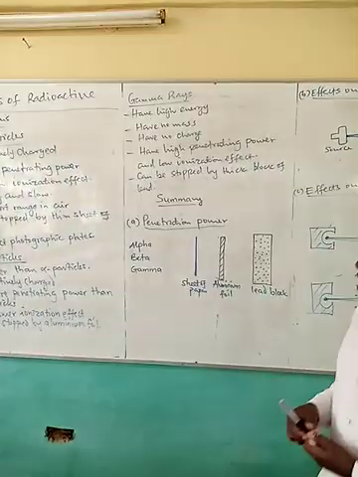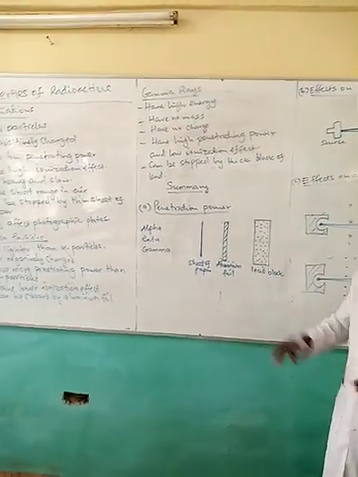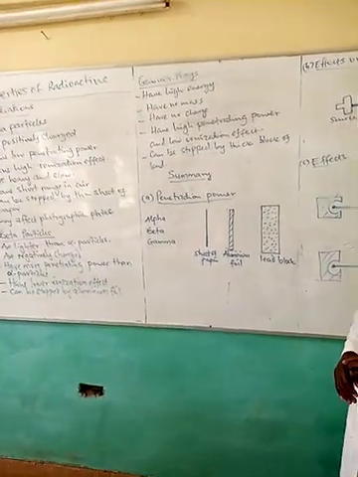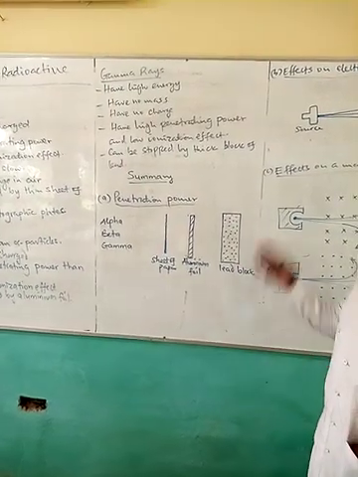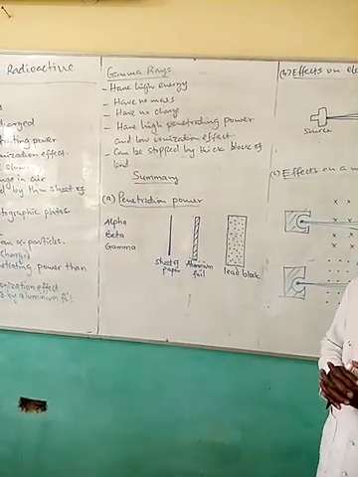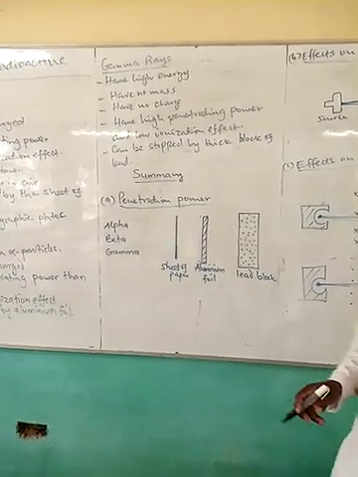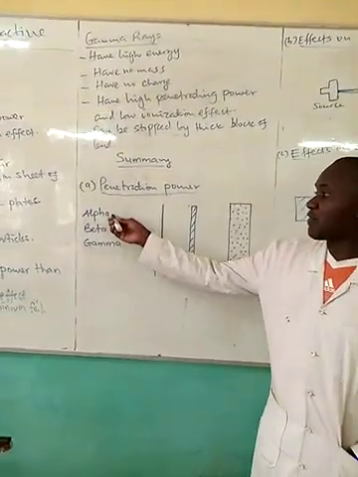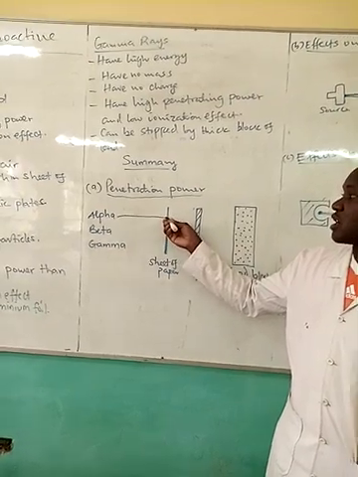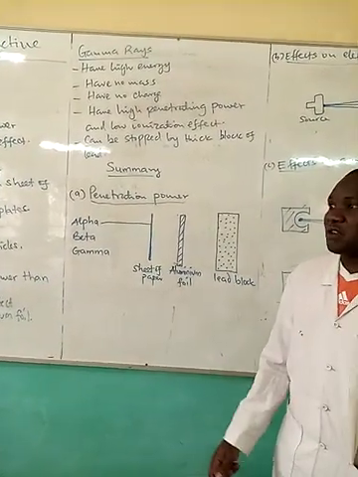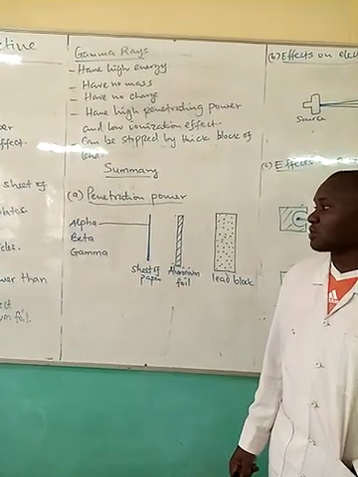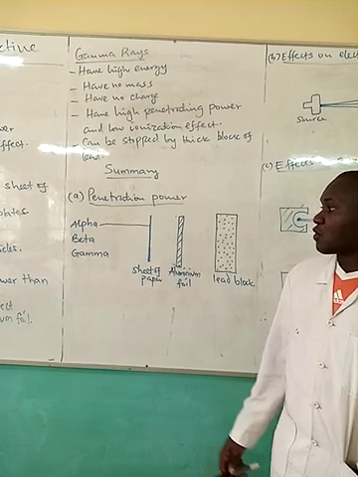Now, with that, we can do the summary of penetration of these radiations and also the effects on electric and magnetic fields. So in terms of penetration power, alpha particles will travel, but when they reach a thin sheet of paper, they will get stopped or absorbed. What about beta?